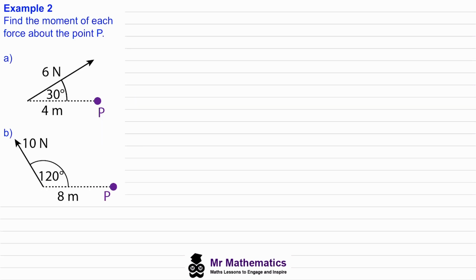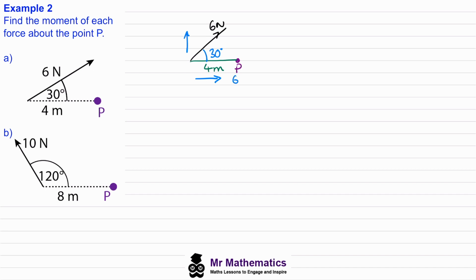Okay, so in example 2, we're asked to find the moment of each force about the point, but you can see that this force is not being applied at a perpendicular angle to the arm. So I'm going to sketch this out. We have our point P, we have our arm, which we know is 4 meters, and then we have a force applied of 6 newtons in this direction. But this force of 6 newtons will have a vertical component acting in this direction and a horizontal component acting in this direction. So to work out this force which passes through the point, we can use trigonometry.